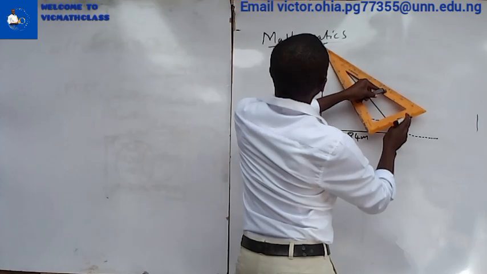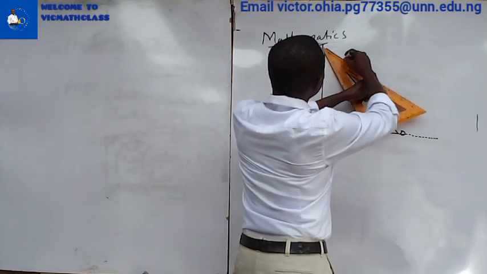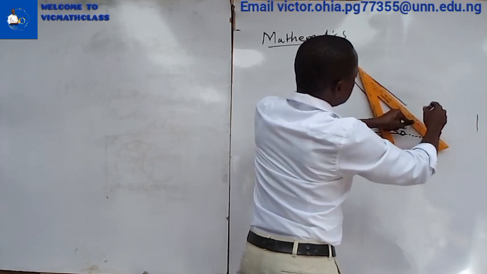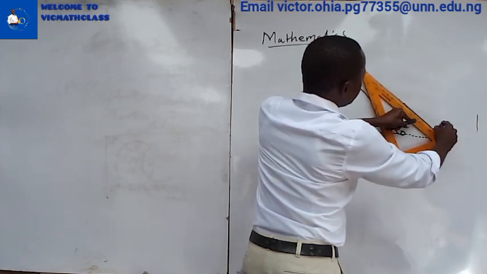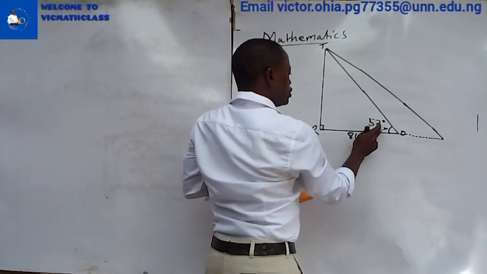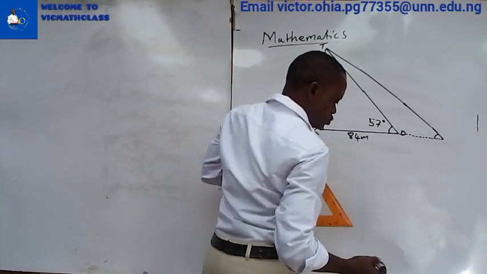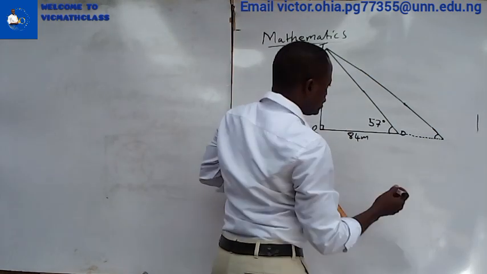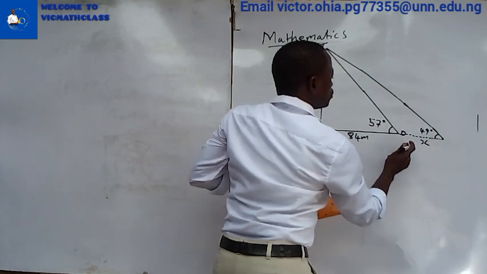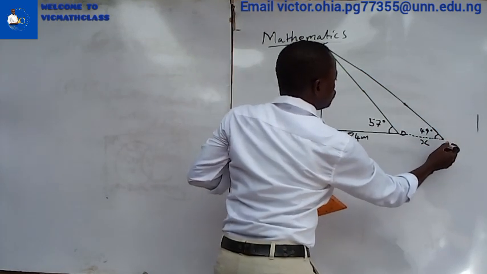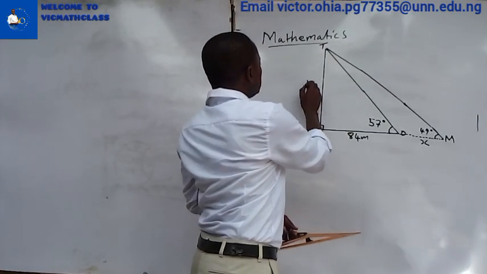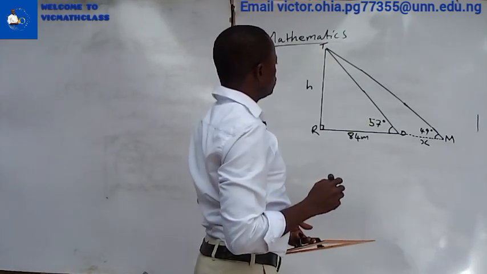And of course, you know that the height of the tower will still remain the height of the tower because the tower didn't change in height. It's just the observer that moved backward. And when the observer moved backward, the angle here reduced to 49 degrees. They are asking us, what is the distance the observer moved? Let me label here something like M. And here H, the height of the tower.